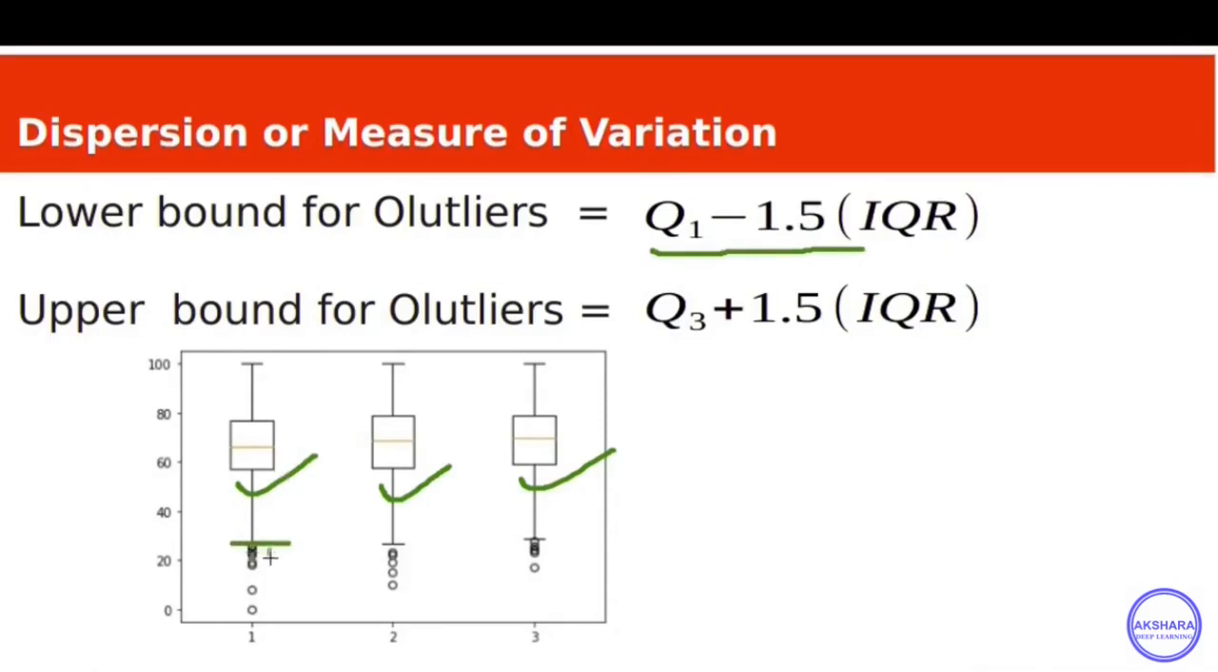All the values below this lower bound are treated as outliers, and all the values above this upper bound, which will be calculated by using Q3 plus 1.5 times IQR, will be treated as outliers.